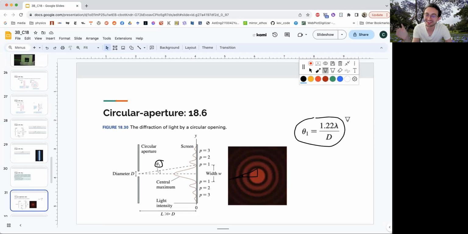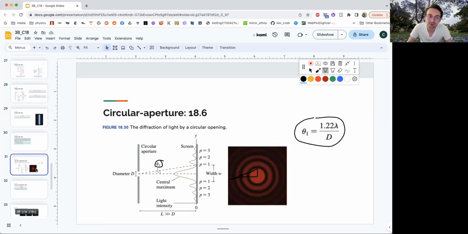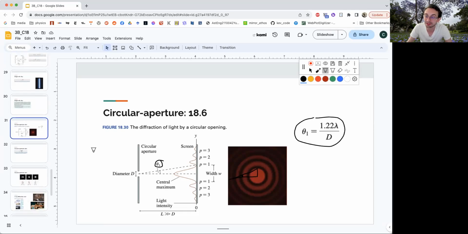But just take my word, if you do a hard integral, you get theta 1, the location of the first dark ring, angularly speaking, is 1.22 lambda over d. And this is a really important equation for any sort of optical instrument, because it basically tells us how well can we observe something. So how high of a resolution do we really have?